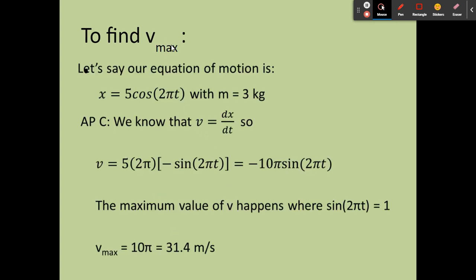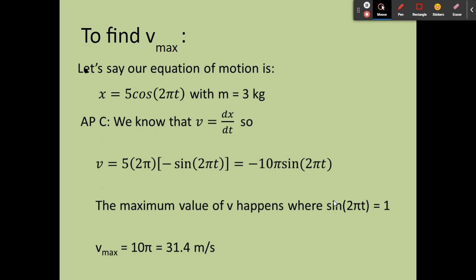So if we wanted to find Vmax, if our equation of motion was x equals 5 cosine 2 pi t with a mass of 3 kilograms, we know that speed is dx/dt. So if we take the derivative, it's going to be 5 times 2 pi times a negative sine 2 pi t. It's equal to negative 10 pi sine of 2 pi t. But we know that the maximum value is going to happen where the sine is equal to 1.